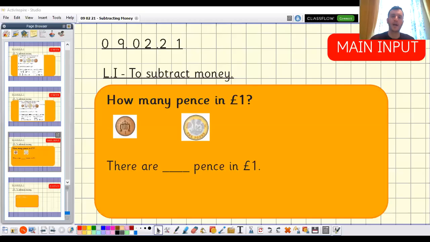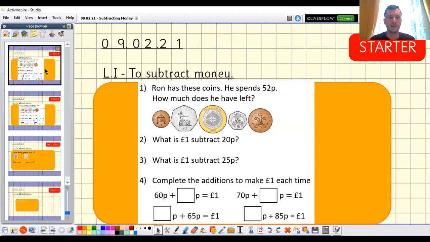We are going to continue our focus on money. Yesterday we were adding money. Today we're going to be subtracting money, which is going to allow us to focus on providing change later in the week. Oh, let me skip back. I've skipped ahead slightly there.